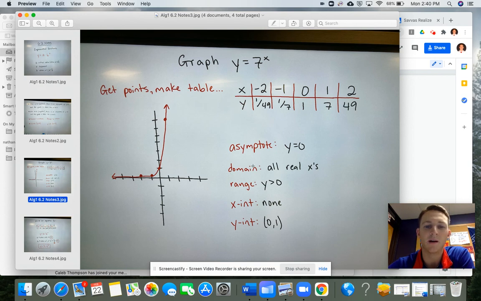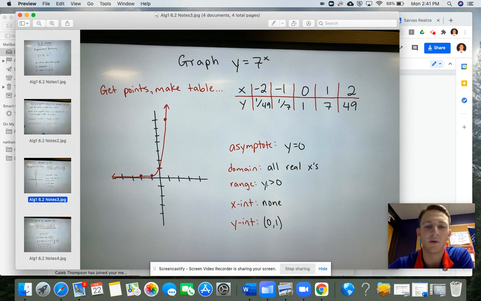The domain, what can we plug in for x? We could plug any number we wish into this x. So our domain is all real numbers. Another way to think of it, how far left does this graph go? It's going to keep going left forever and ever and ever. How far right is this graph going to go? Forever and ever and ever. It's just going to keep going up and to the right.